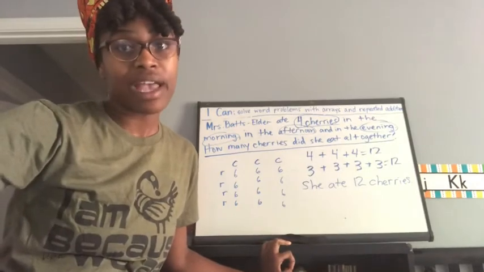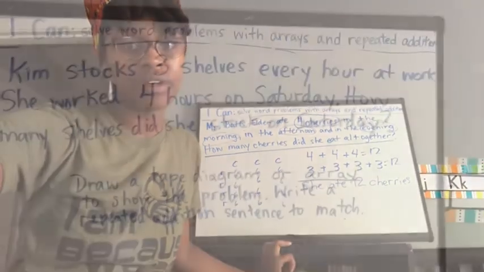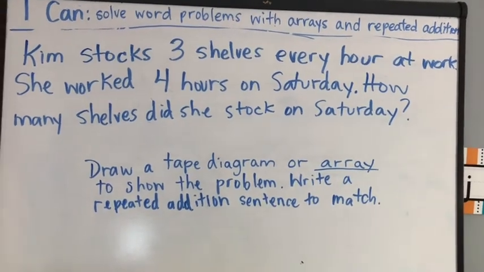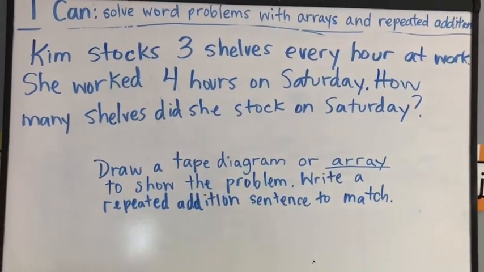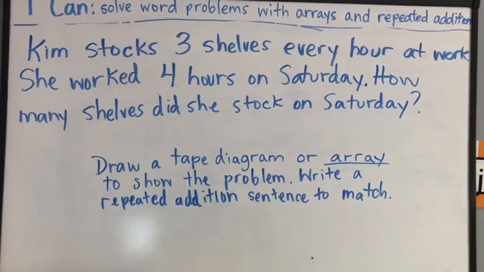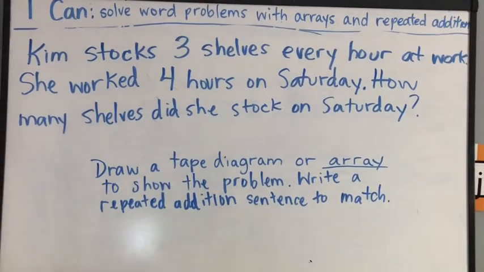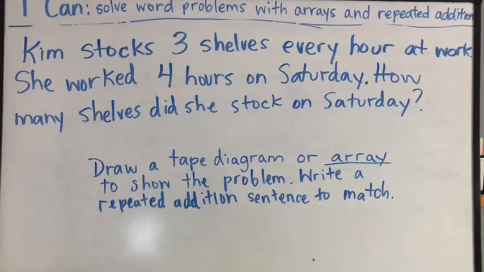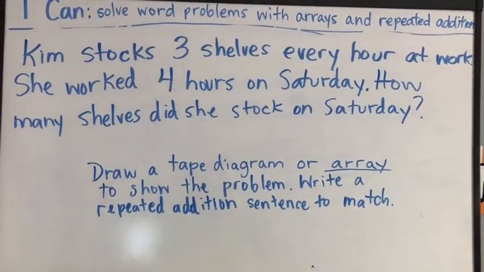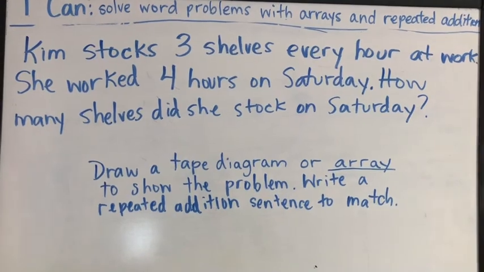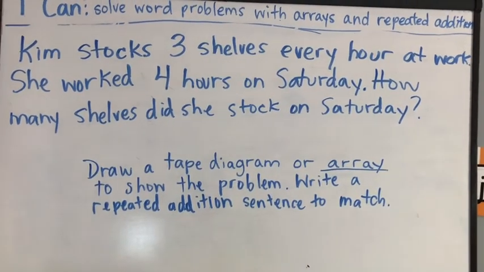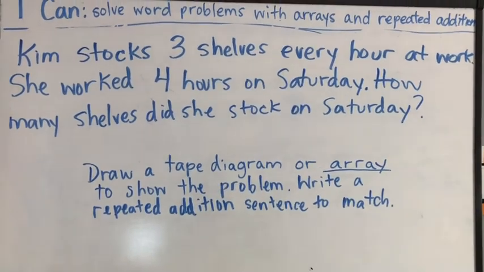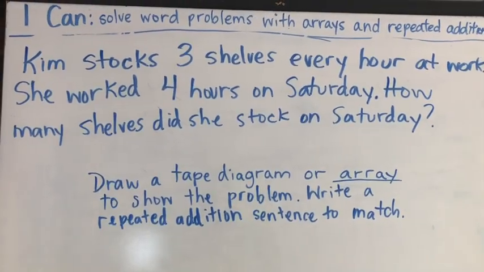Next up is your exit ticket for you to try on your own. Here's your exit ticket. Kim stocks 3 shelves every hour at work. She worked 4 hours on Saturday. How many shelves did she stock on Saturday? Draw a tape diagram or array to show the problem, and then write a repeated addition sentence to match. Think about equal groups. Think about labeling the rows and columns, and making sure that your repeated addition sentence either matches the rows or the columns. Be sure to find the total. Happy learning!